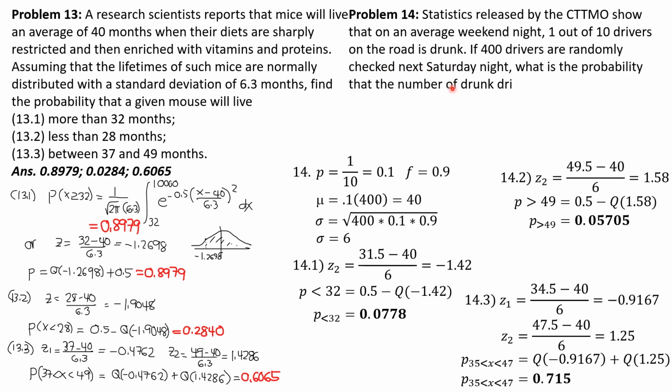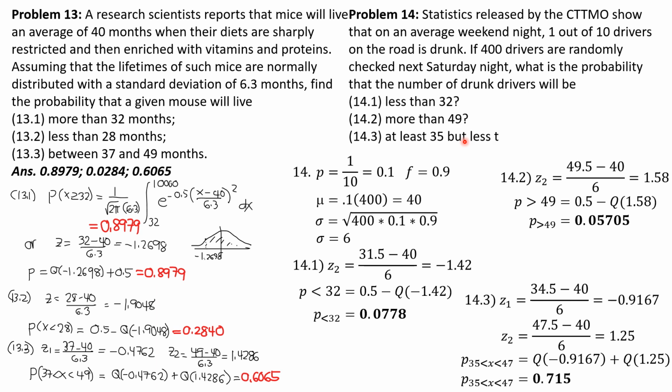Then problem 14. Statistics released by the CTTMO show that on an average weekend, 1 out of 10 drivers on the road is drunk. If 400 drivers are randomly checked next Saturday night, what is the probability that the number of drunk drivers will be less than 32, more than 49, at least 35 but less than 47?